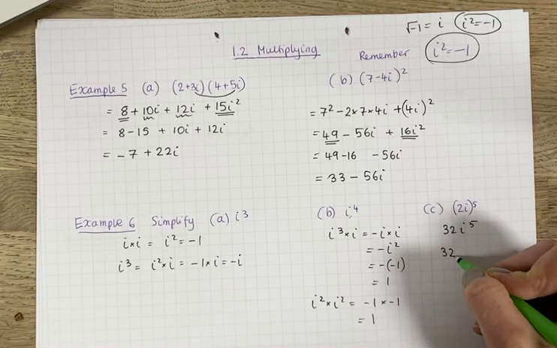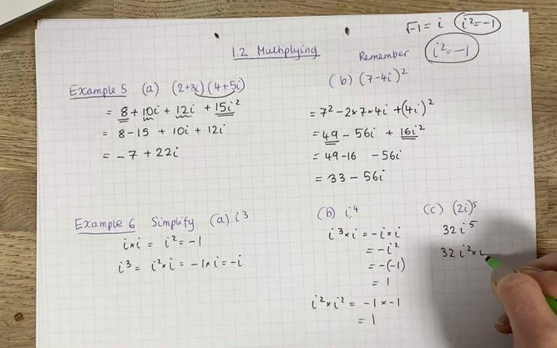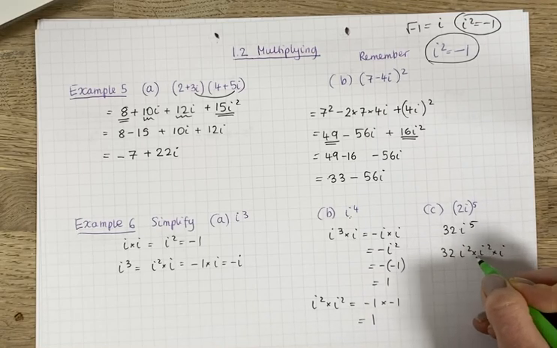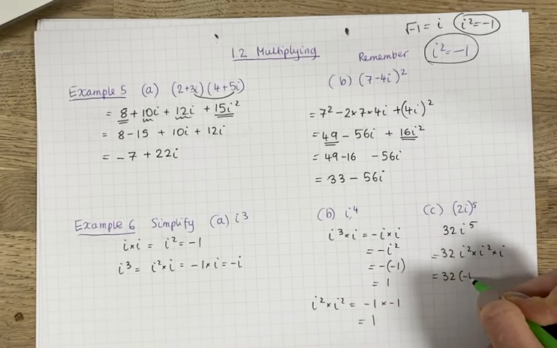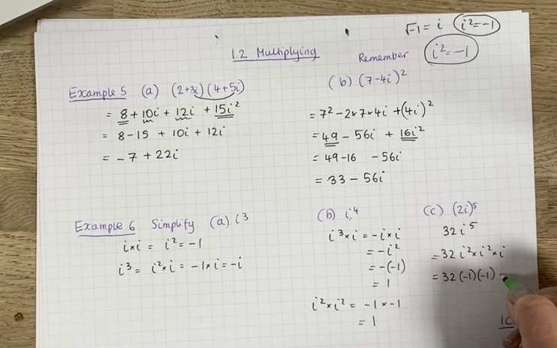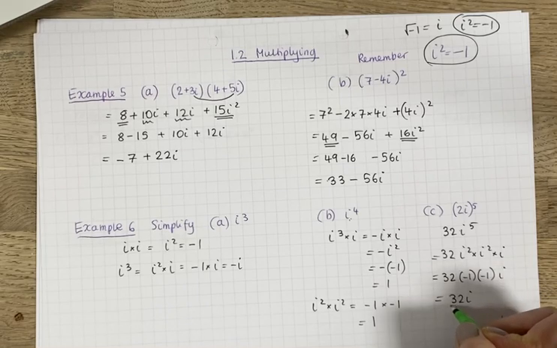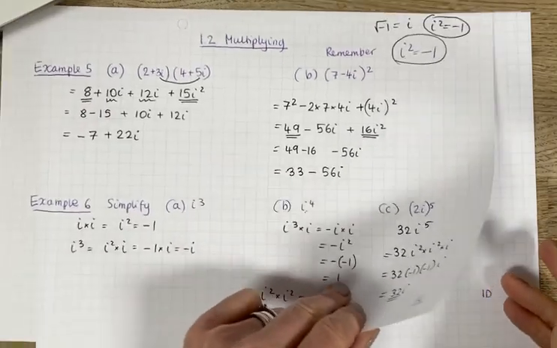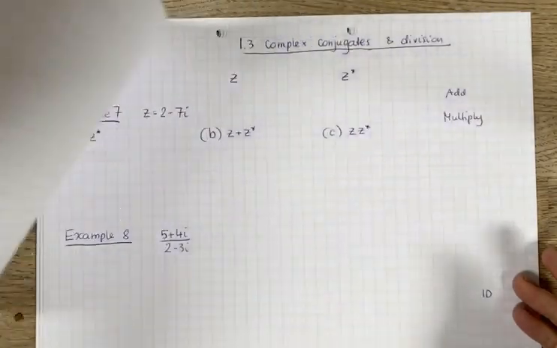Here, we've got to write it as 32 i to the power of 5. So 32, I like to split it into the second method, i squared times i squared times i. Each time I've got i squared, that accounts for minus 1 times minus 1 times i. Minus 1 times minus 1 leaves you with 1, so it's 32i. Okay, so now you're ready to move on to exercise 1C and practice questions on multiplying complex numbers.